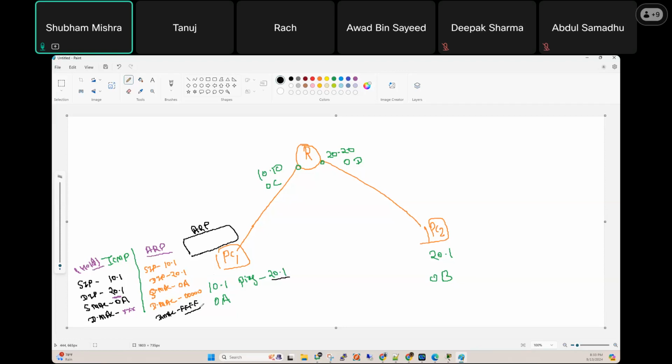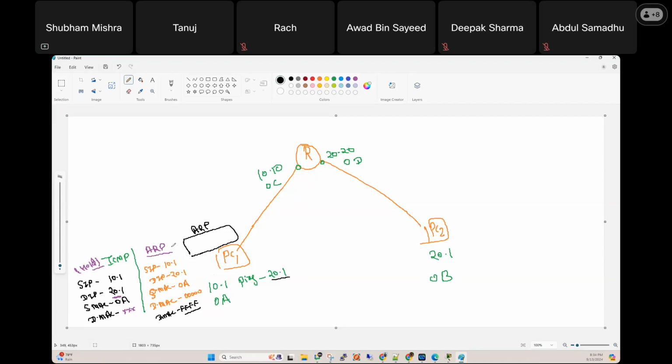Are you guys confirming this? All the details which I have written here, is it correct? Is anyone saying that the address which I wrote here is not correct? Anyone? Yes, Nabil. You are telling something? No?